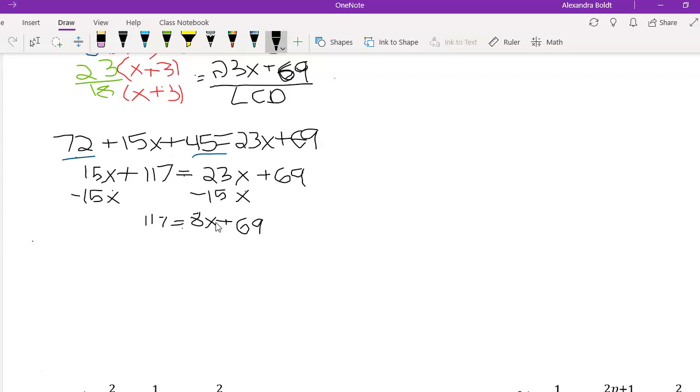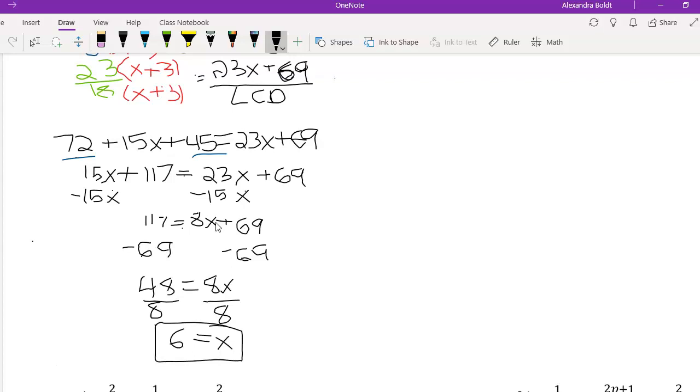Okay. So now I'm going to subtract 69. 117 minus 69 is, I believe that's 48. Oops. Divide by 8. So x equals 6.